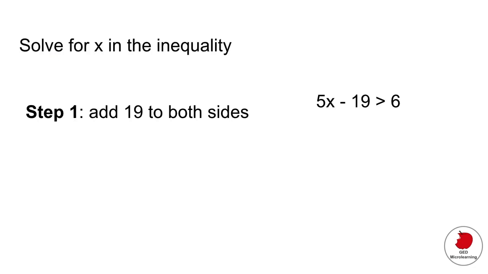When you have these inequalities, you basically solve them like a regular algebra problem. In this case, you would add 19 to both sides, because we want to isolate the x. That allows us to get rid of the 19 on the left side, and we end up with 5x is greater than 25. Then all you do now is isolate that x on the left side by dividing by 5.